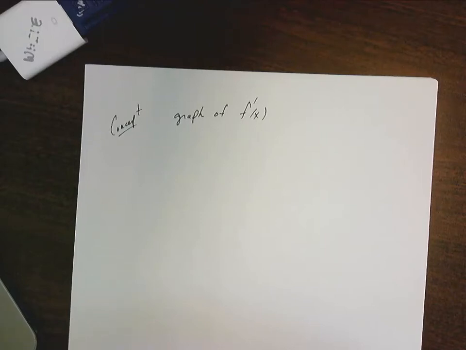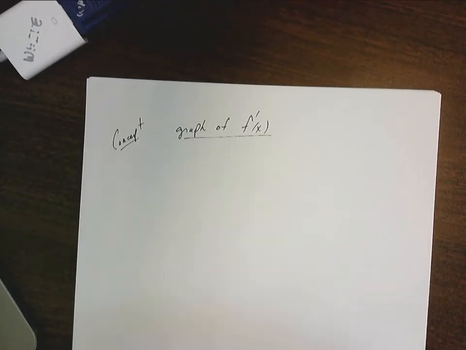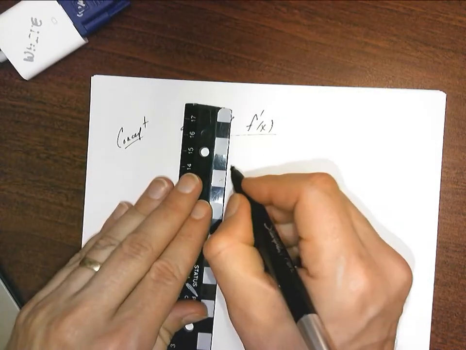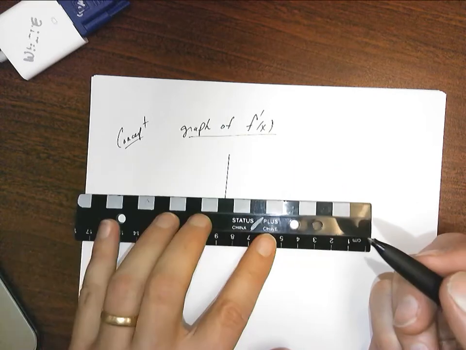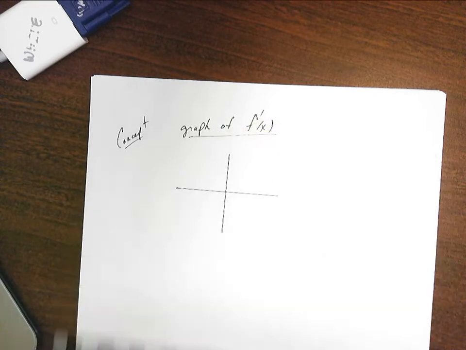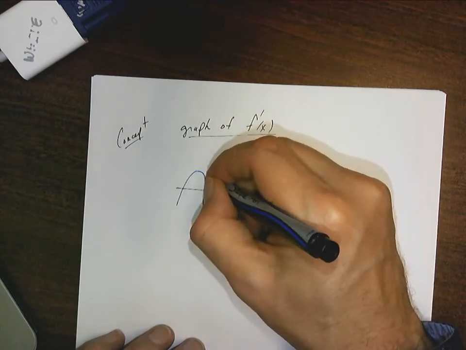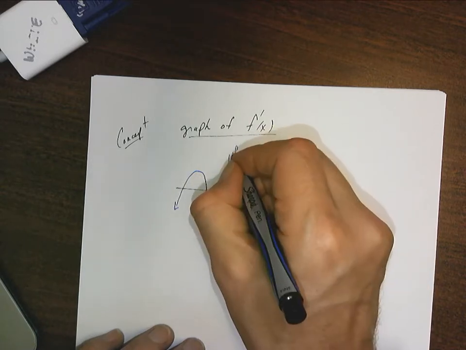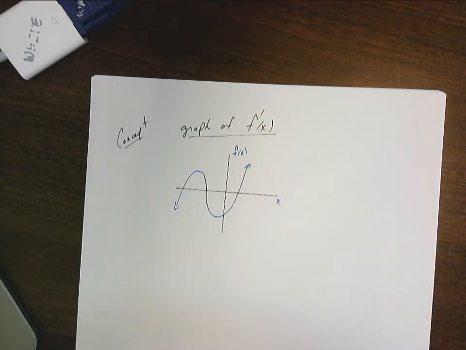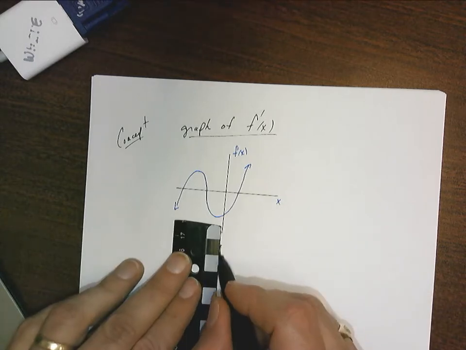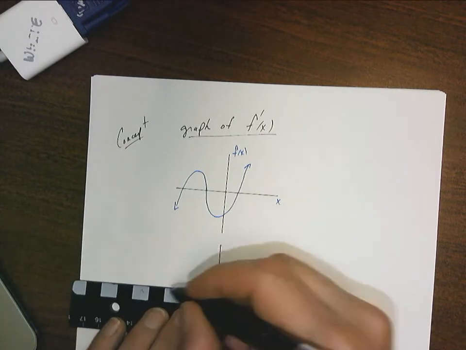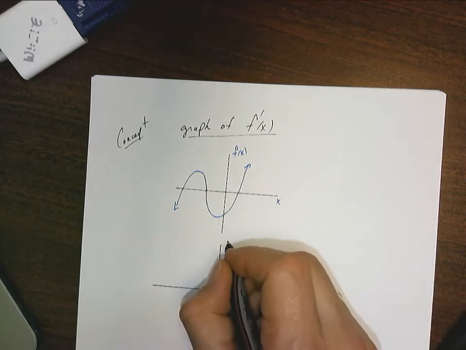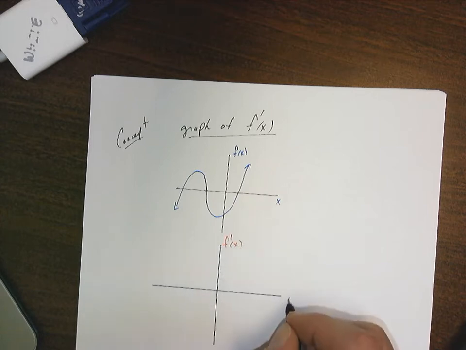All right, so now I want to think about a concept, and that concept's going to be the graph of the derivative. So let's start with a curve. There's a curve. So this will be f of x, and this will be x. And let's sketch a rough sketch. It's not going to be perfect. There's going to be things that we don't really know about. Let's sketch the derivative curve.